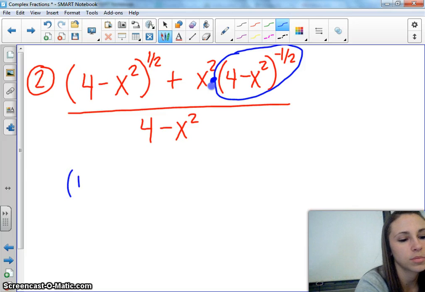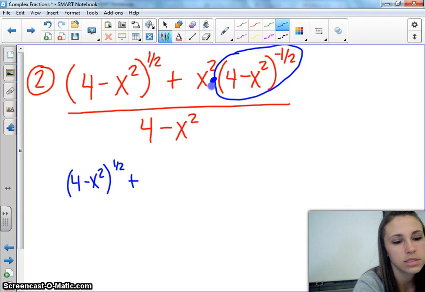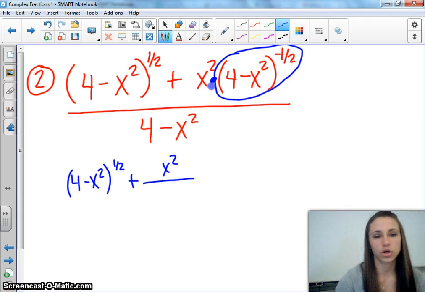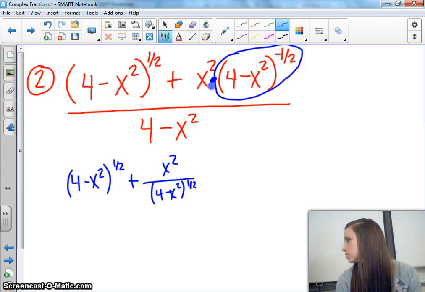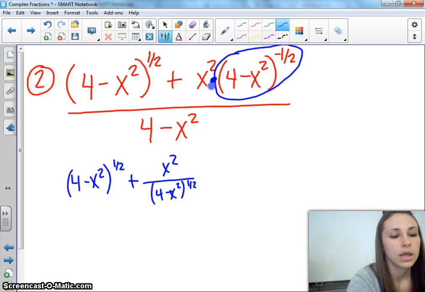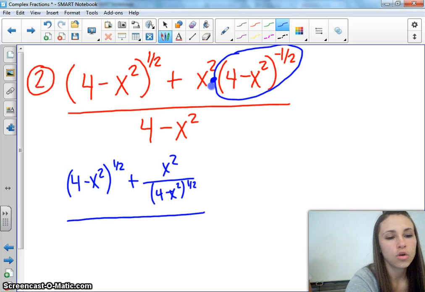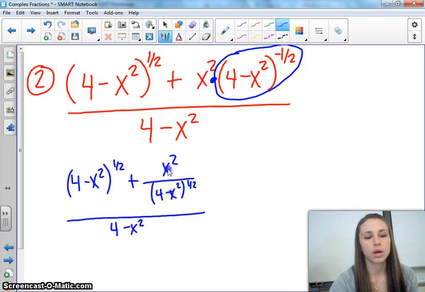So this is how my problem is going to look. Don't be lazy and not write this out again. So 4 minus x squared to the 1/2 plus x squared over 4 minus x squared to the positive 1/2 now that I have lowered it to the bottom. That's going to go all over what was in the denominator, 4 minus x squared. So this is my new problem here.